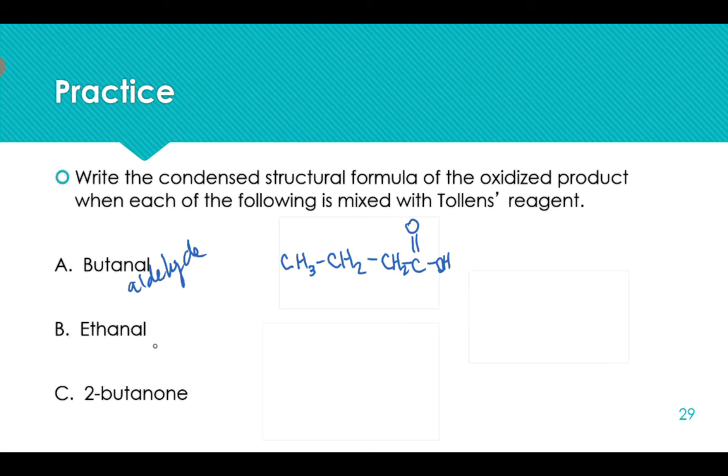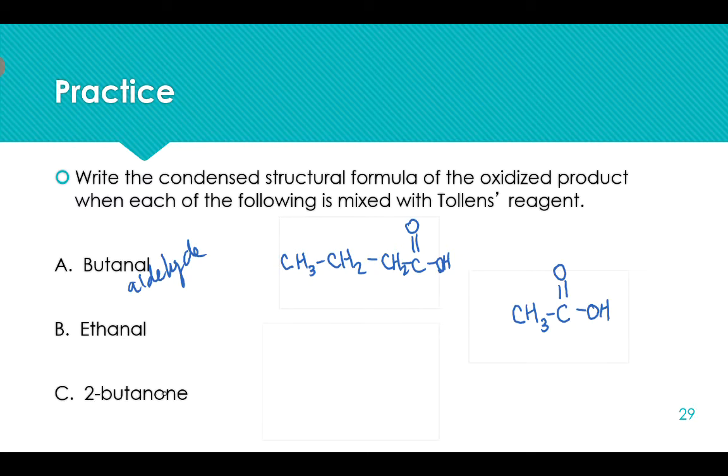For ethanal, that's going to be 2 carbons. One at the end starts off life as I'm just going to draw ethanal. That's ethanal. 2 carbons, terminal hydrogen. After oxidation, this turns into a carboxylic acid.